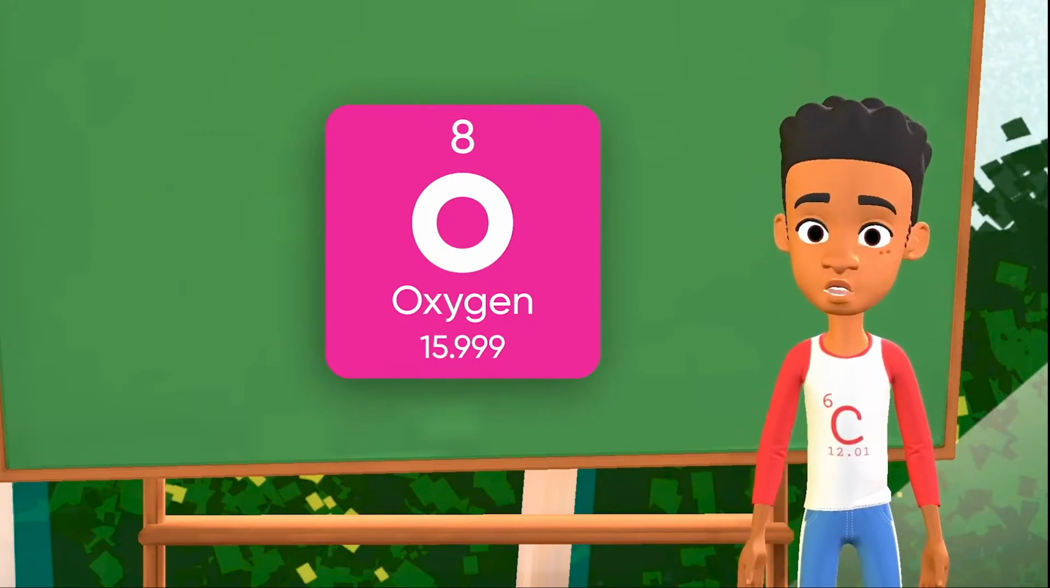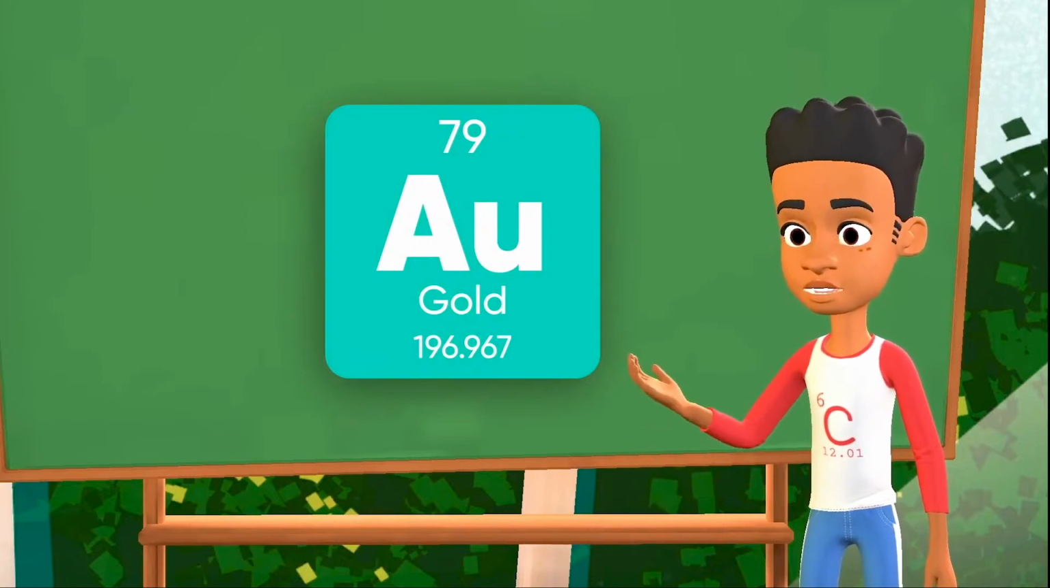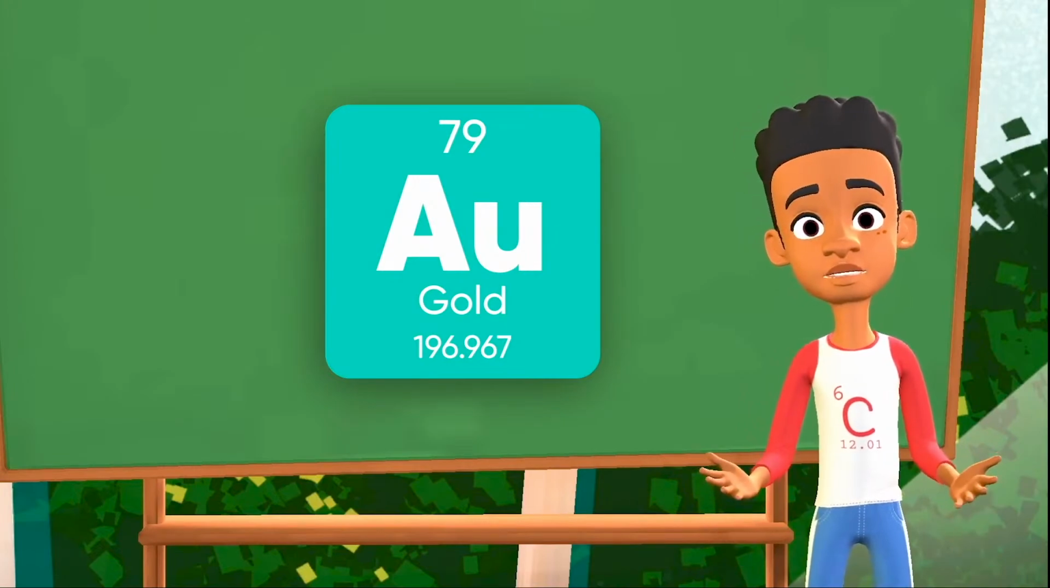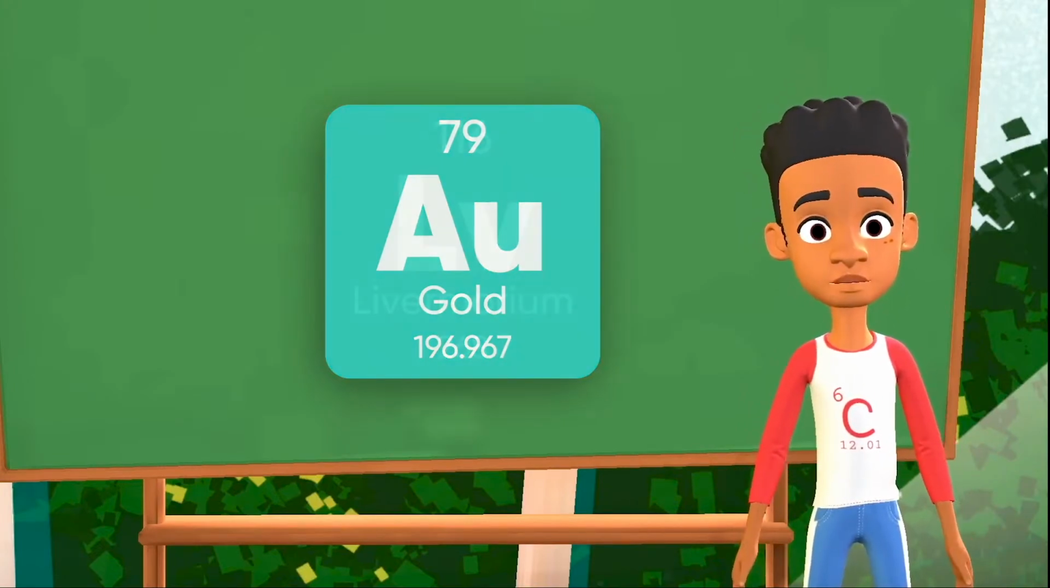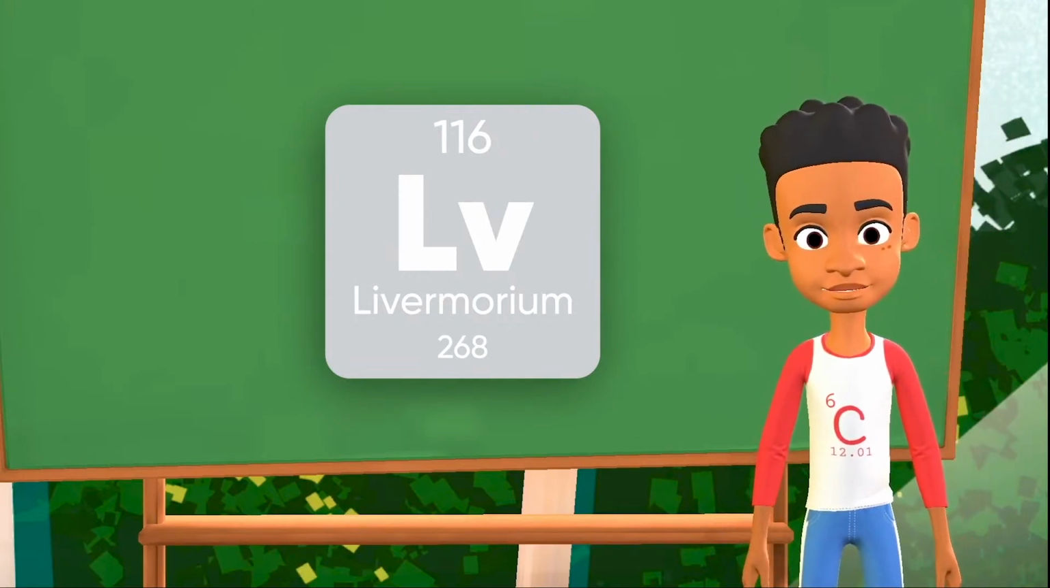Also, each element gets its own abbreviation, like O for oxygen and Au for gold. It just makes things easier instead of writing out a full name. Some of these elements get a little lengthy, like livermorium. Imagine writing that on a table of 118 elements.